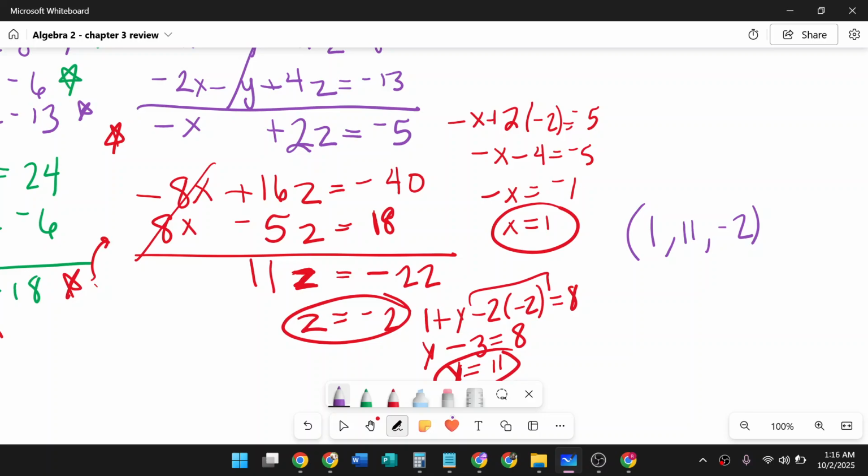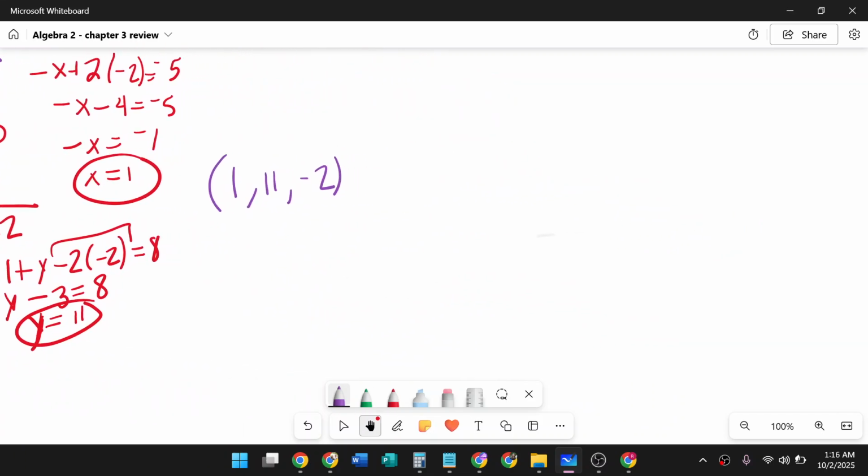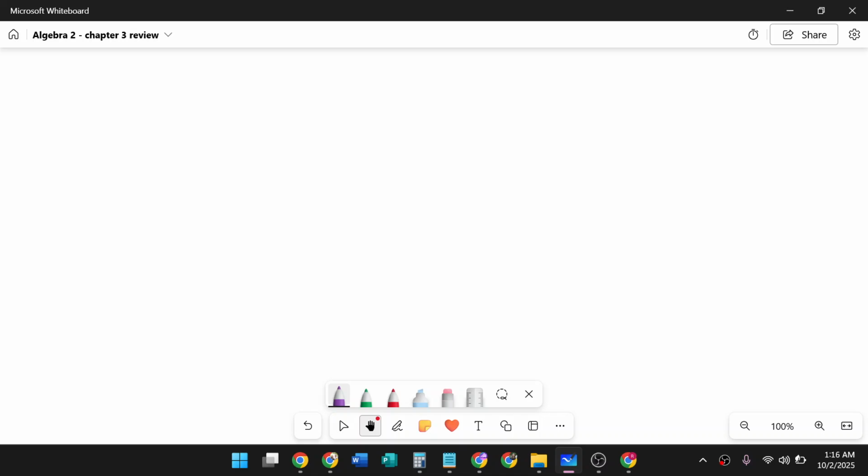Okay, so that was the last one from the solving systems of equations using elimination and substitution. Oh, I didn't do a substitution yet. I'm tired and I think you're good at substitution. And on the test, I actually don't require you to do a specific type. You can choose substitution or elimination every time.